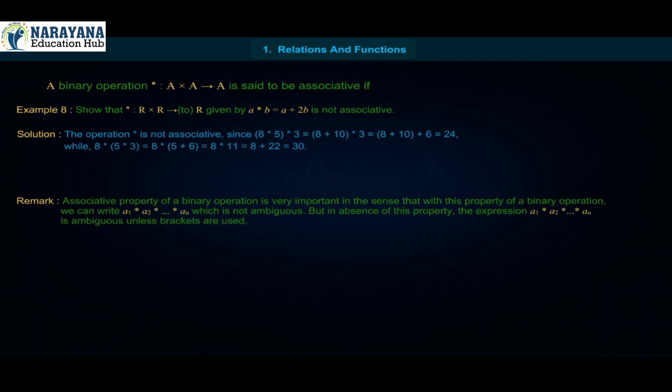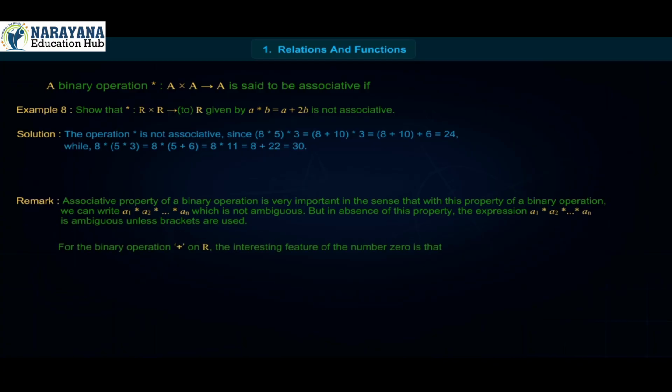Remark: the associative property of a binary operation is very important in the sense that with this property, we can write a1 * a2 * ... * an, which is not ambiguous. But in the absence of this property, the expression a1 * a2 * ... * an is ambiguous unless brackets are used.